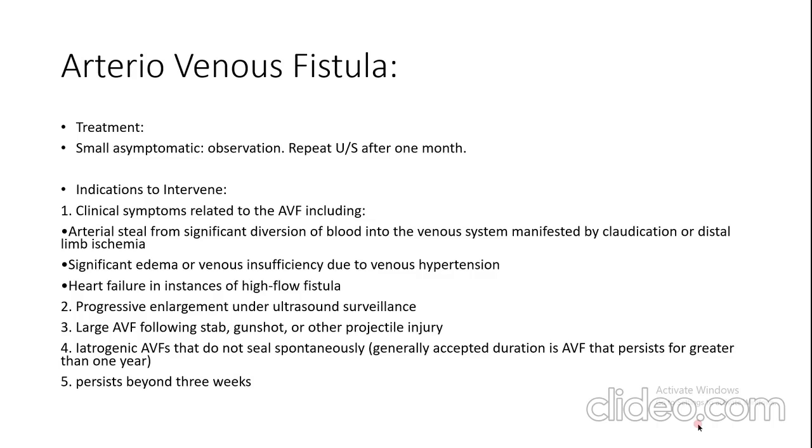Then when you decide that you have to intervene for an AV fistula, the most important and the most common is when the clinical symptoms develop. What are those? For example, there's increased diversion of blood flow from the artery to the veins, and it will lead to decreased blood flow in the part of the artery distal to the fistula, which will lead to symptoms of ischemia and claudication, that is pain on exertion.